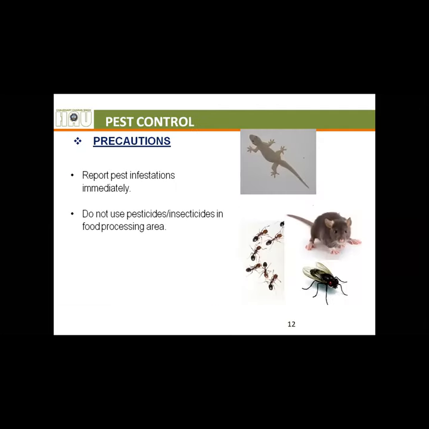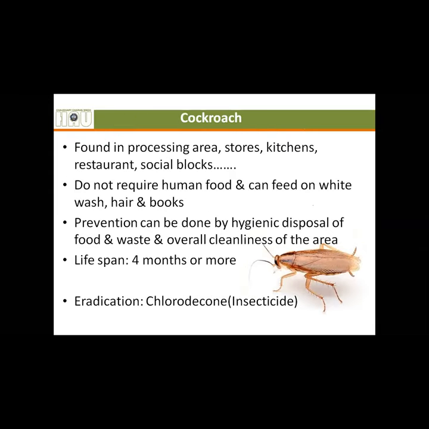What type of precautions can we take as food technologists? As we know, there is a separate team or separate department to control pests. Our first and foremost thing is to report the infestation immediately to that department. Another thing is, you're not supposed to use pesticides or insecticides in the food processing area if you are not an expert. If you are from the Department of Pest Control, you are a pest control expert, but we may be food experts, not pest control experts. So do not use pesticides and insecticides without good knowledge. Let's discuss these pests one by one and how we can eradicate them.